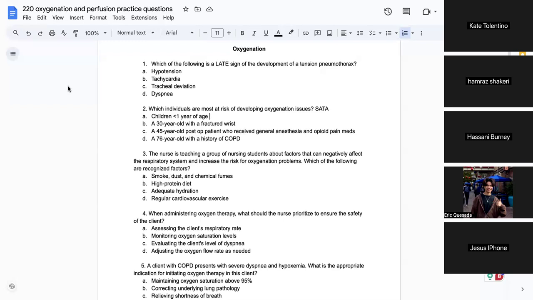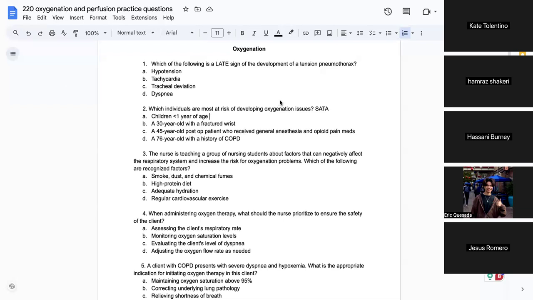Okay, awesome. Yeah, you guys are on the right track. So, yes, the correct answer is going to be C. Our rationale for that is tracheal deviation is due to pressure in one lung that increases due to trapped air. So, a tension pneumothorax pushes the trachea towards the healthy lung.